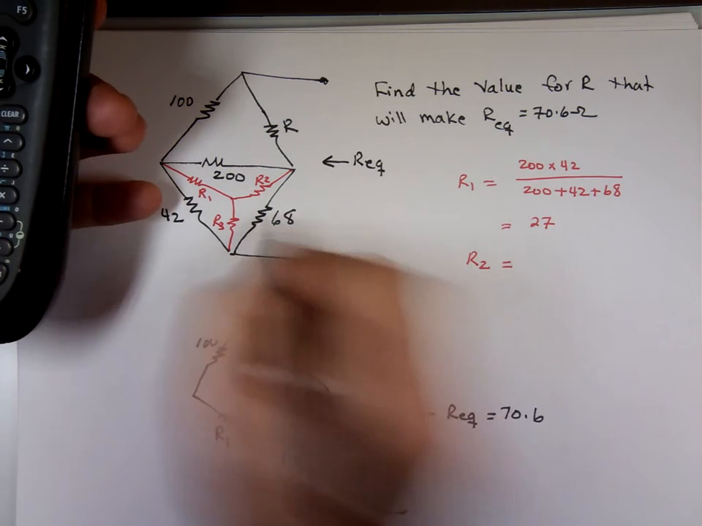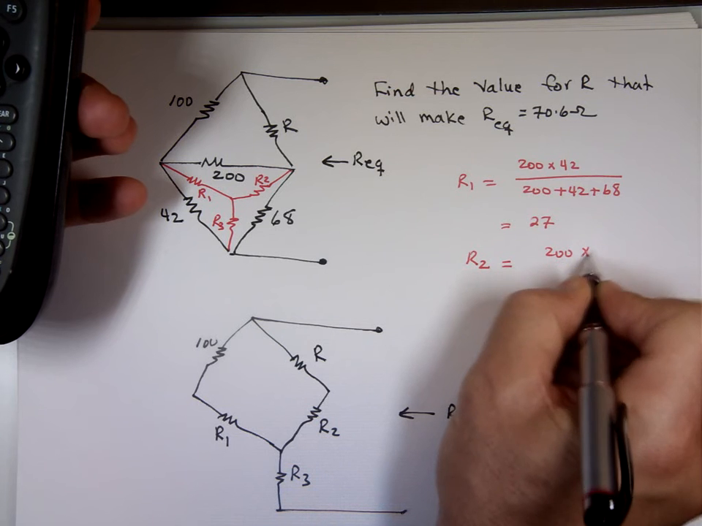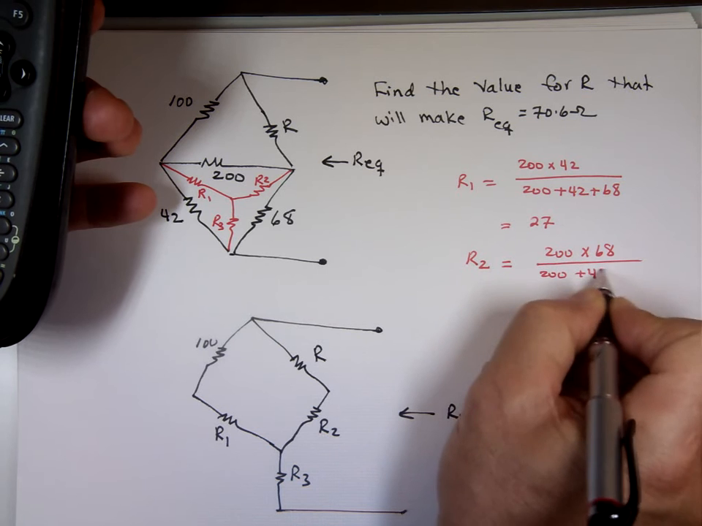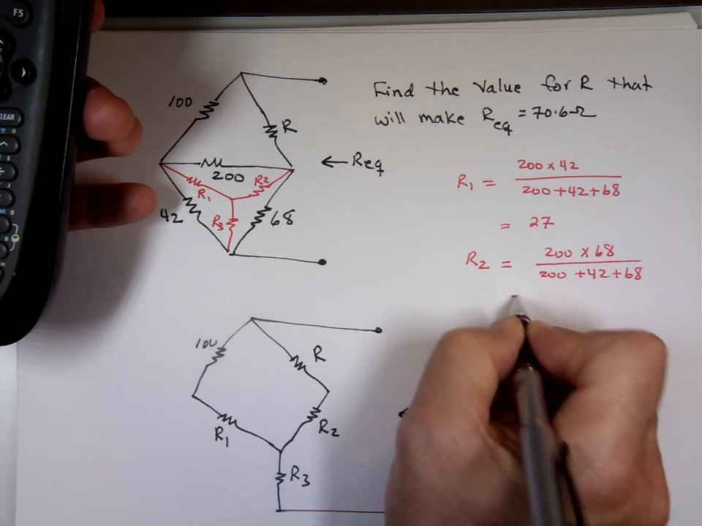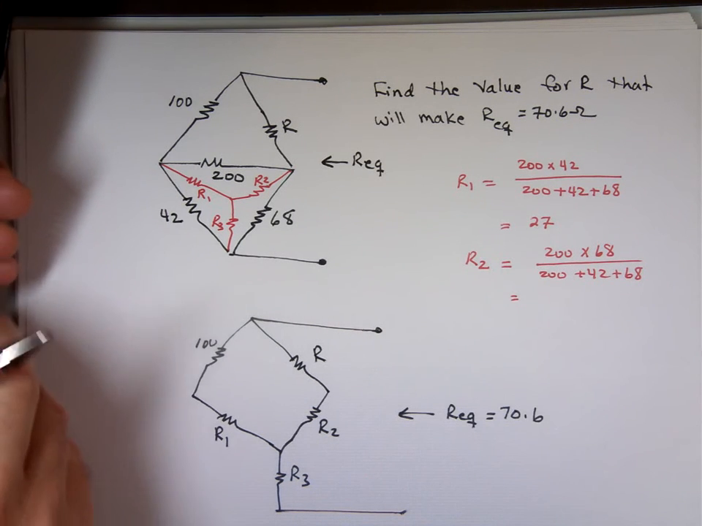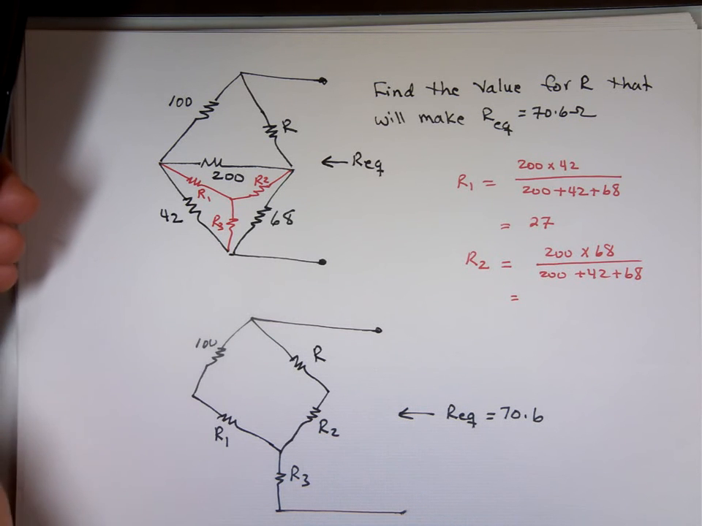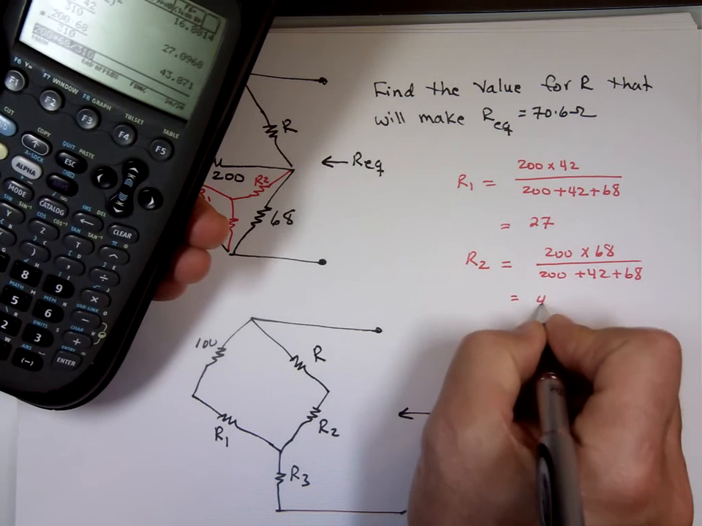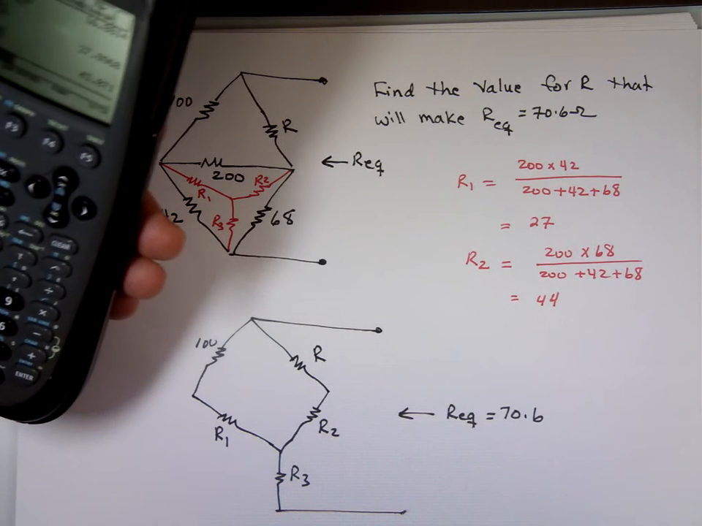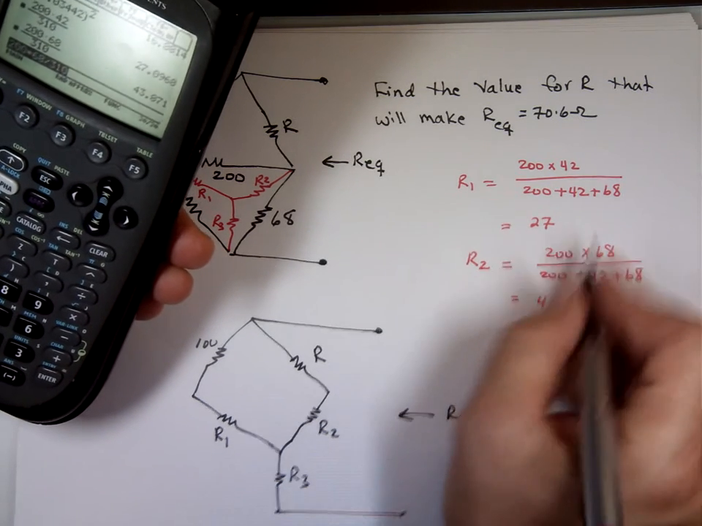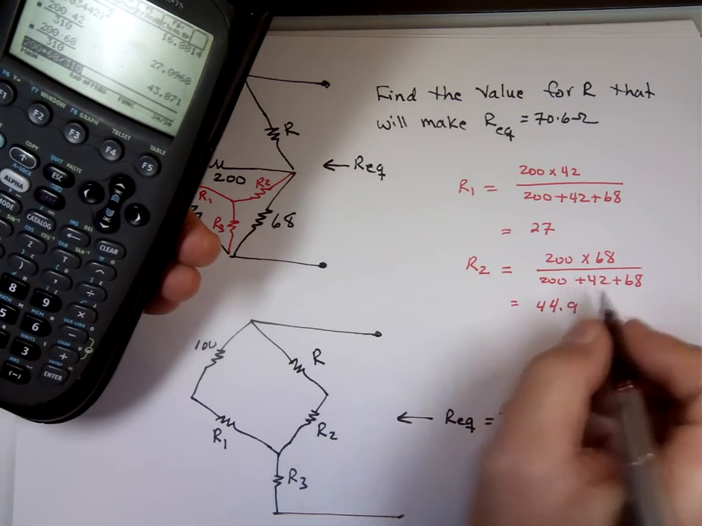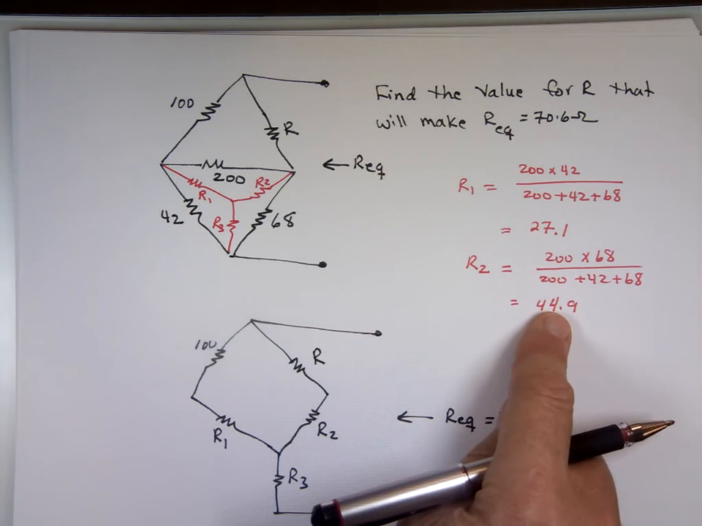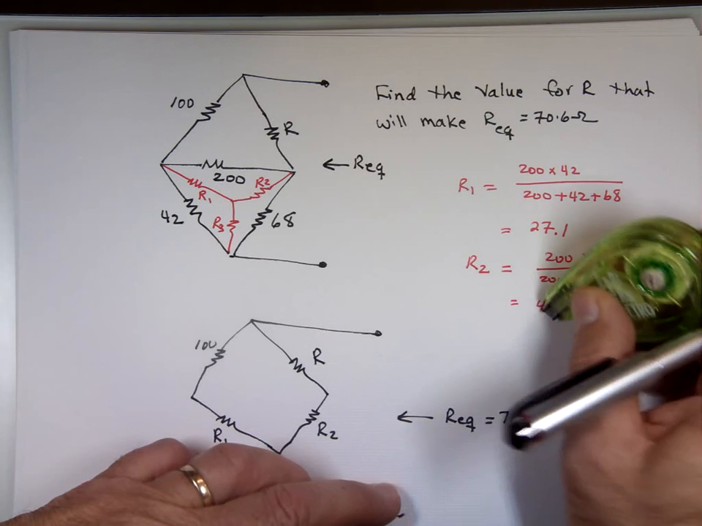What's R sub 2? 200 times 68 over the sum of them. 200 times 68 divided by 310. 43.87, approximately 44 if I use a whole number. If you want to carry one decimal place, that's 43.9, not 44. And the other one, 27.1, if you're worried about that decimal.